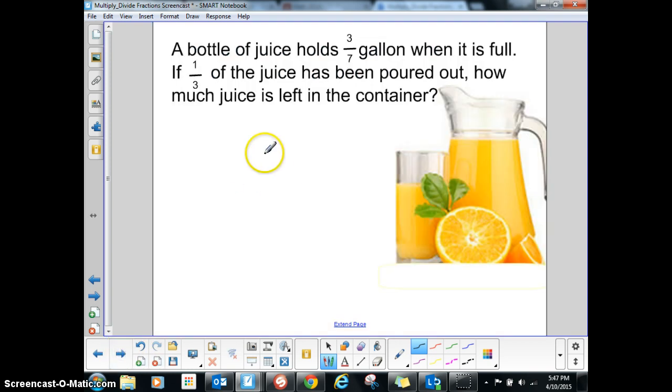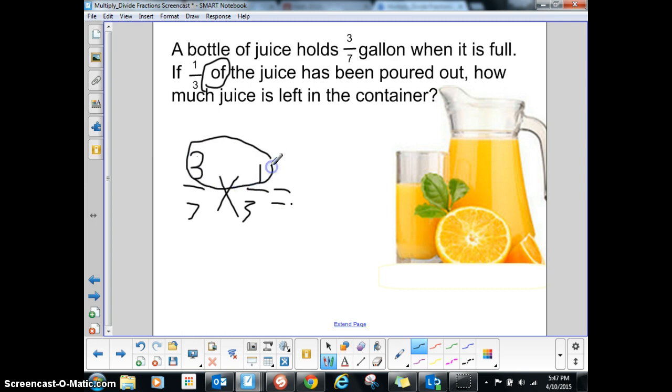All right, this one. A bottle of juice holds 3/7 gallon when it's full. If 1/3 of the juice has been poured out, how much is left in the container? And I see this clue word of, which tells me I'm probably going to multiply, not subtract. A lot of friends got confused and did subtraction instead of multiplication. So I multiply the numerators. 3 times 1 is 3. Then I multiply the denominators. 7 times 3 is 21.